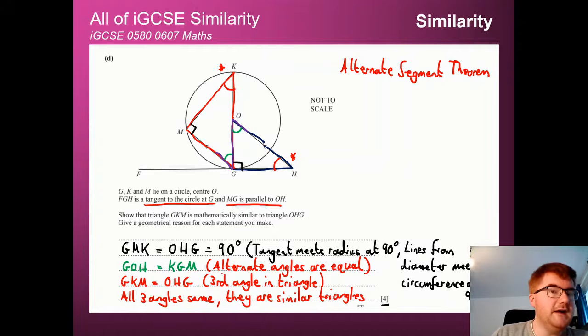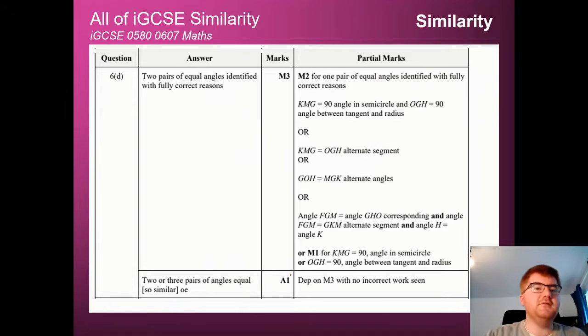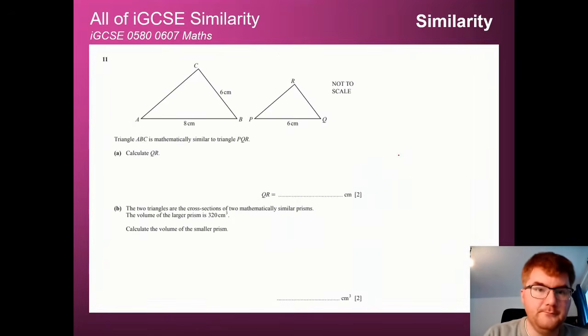The third angle in the triangle, therefore they're equal, and therefore some context sentence at the end saying, because all 3 angles are the same, the 2 triangles must be similar. And you can read through the mark scheme very, very carefully. You can see where I've picked up all those 4 different marks. Again, we had some alternatives here about not using alternate sequence, just using the idea it's the 3rd angle in the triangle. That is also fine as well.